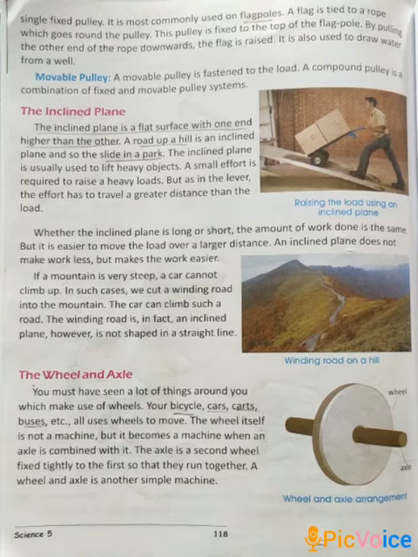A flag is tied to a rope which goes round the pulley. This pulley is fixed to the top of the flagpole. By pulling the other end of the rope downwards, the flag is raised. It is also used to draw water from a well. Then movable pulley. A movable pulley is fastened to the load. A compound pulley is a combination of fixed and movable pulley systems.